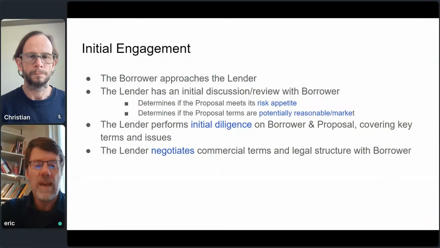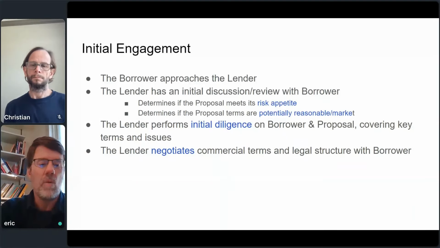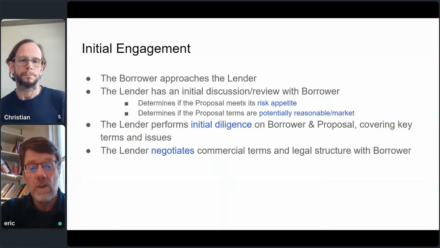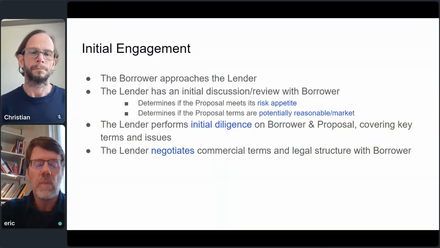So does it meet your risk appetite? And then you're also going to look at what the proposal terms are. If it meets your risk appetite, is the borrower asking for ballpark terms that seem reasonable to you? If you like auto loans, but they want a 95% LTV, and 85% is about as high as the market goes, it's probably not worth spending a lot of time on them. Once you tell them that, and if they don't change their view, you probably want to move on.